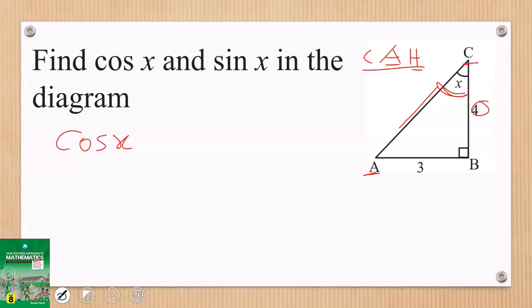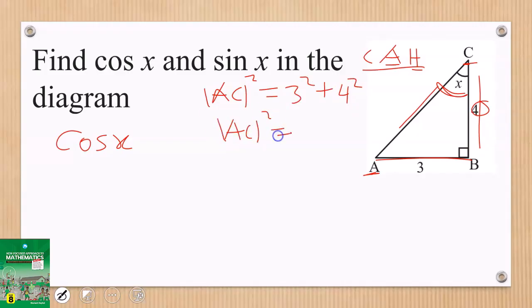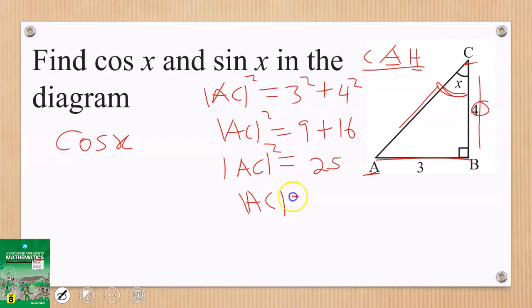So using our Pythagoras theorem, we know that our AC squared, which is the hypotenuse squared, is equal to the sum of the 2 other sides squared. So 3 squared plus 4 squared. Again, our AC squared will be 3 squared is 9, 4 squared is 16. When we sum them up, we have 25. To find AC, we root both sides, and that will give us root 25, and the answer becomes 5. So we can put 5 here now.